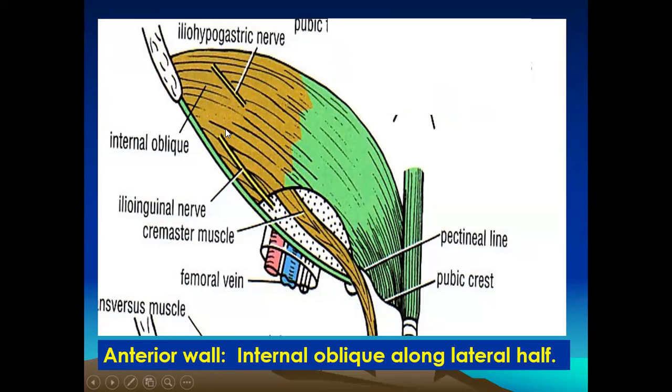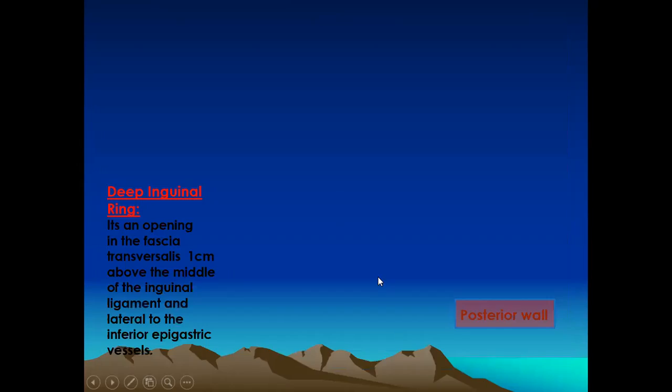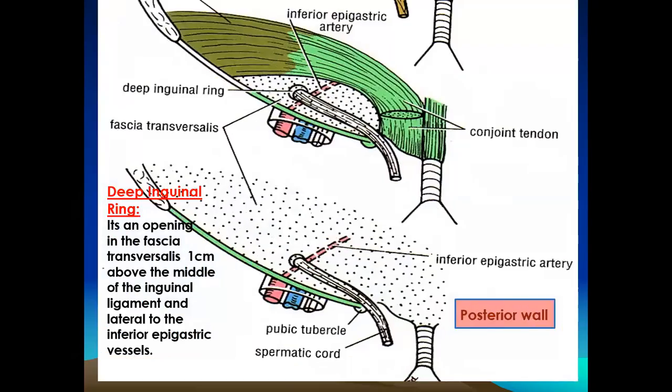So the internal oblique is not only forming the anterior wall, but it also forms the roof. But later it will also form the medial wall. We'll see how it forms. Okay, so here you can see this is the internal oblique muscle forming the anterior wall, the roof, and here is the medial wall. So this is how the internal oblique will form around the inguinal canal.